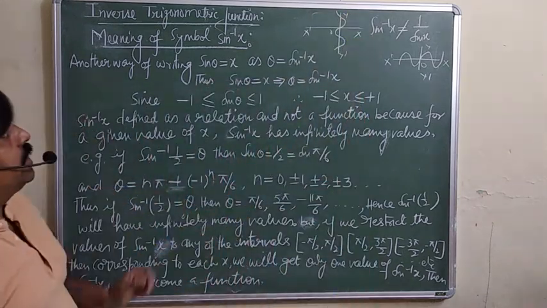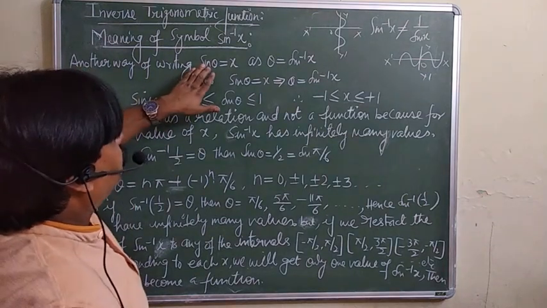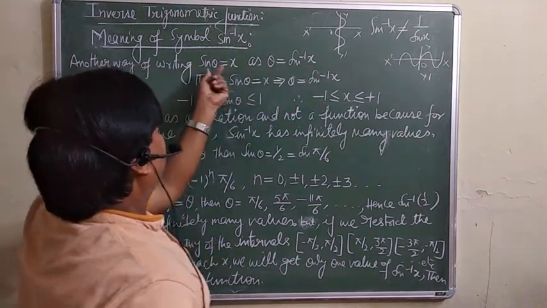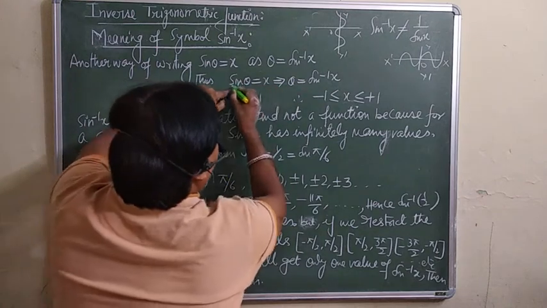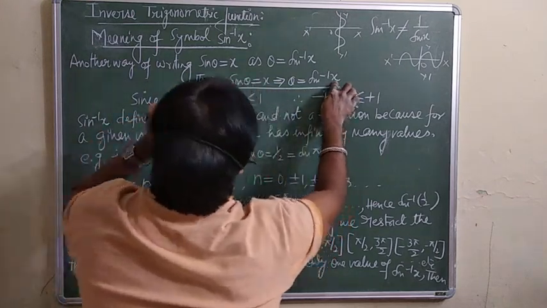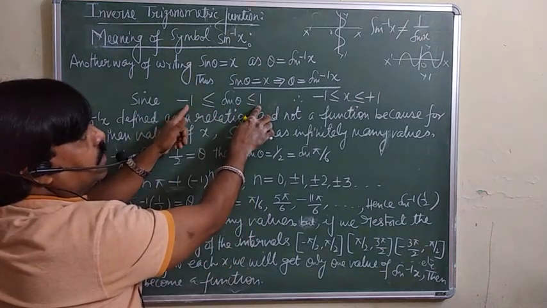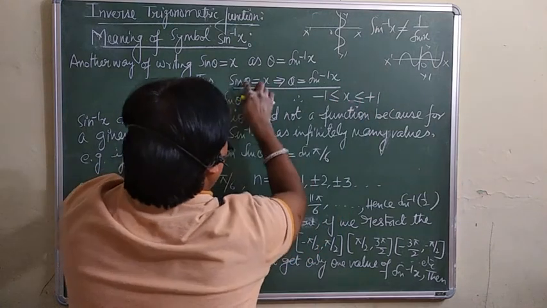But here, another way of writing this: suppose sine theta is equal to x, so you can write theta is equal to sine inverse x. Sine theta is equal to x can be written as theta is equal to sine inverse x. But this sine theta lies between -1 to +1. When the x lies between this, theta is here only.